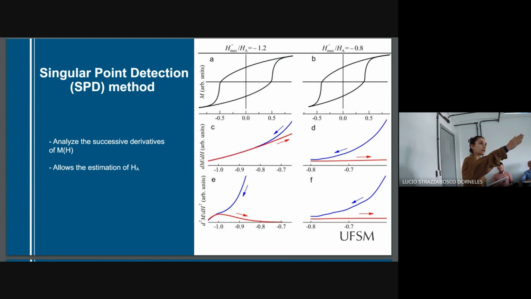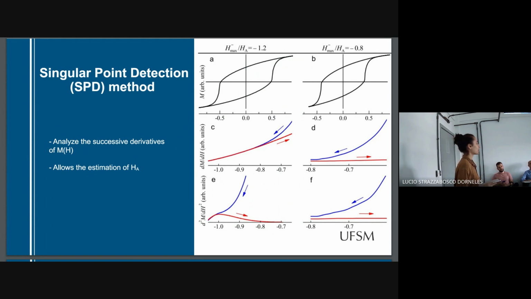On the curve on the left, the first derivative shows us the descending curve and the ascending curve, and they overlap each other. And when we do the second derivative, we also can see that the curves overlap each other. On the other graphic, on the right, we can see that the ascending and the descending curves don't overlap each other. And what does it mean to us?